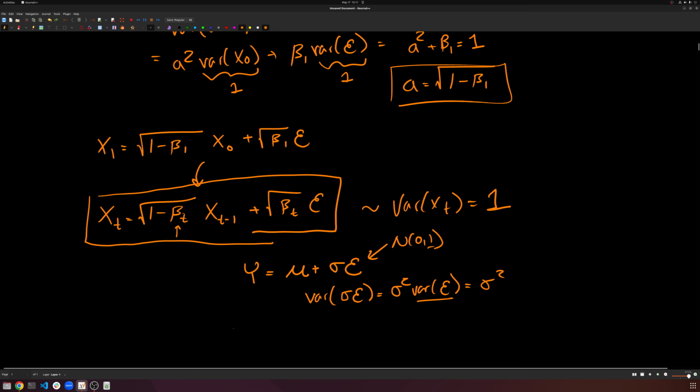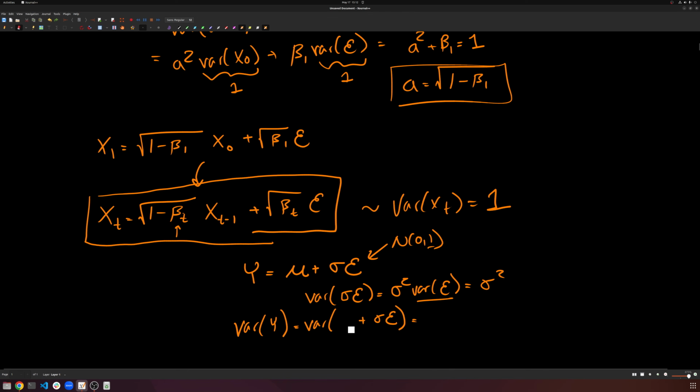What's the variance of y then? So the variance of y is equal to the variance of mu plus sigma epsilon. Now, mu is just a constant. There's no variance. So the variance of a constant plus a random variable is just the variance of that random variable. So we don't actually care about mu because it's a constant. It has no effect. So the variance of y is just equal to the variance of sigma epsilon, which we just showed earlier was sigma squared.